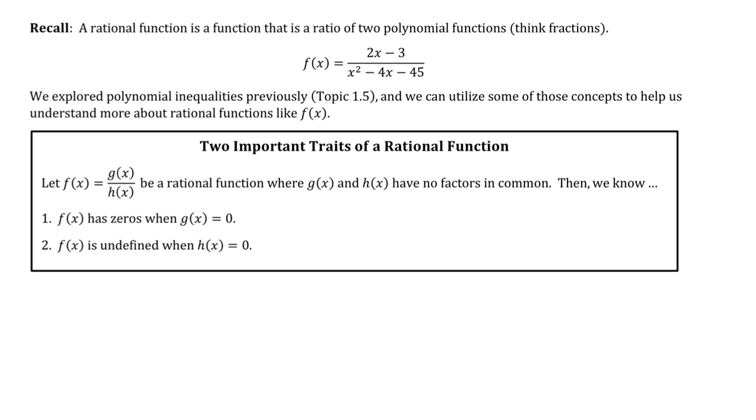So we have this function, f of x. It has function g of x on the top, it has function h of x on the bottom. As long as there are no factors in common, so if we factored g of x and h of x and nothing canceled out, then we know f of x has zeros when I set the numerator equal to 0, and it'll be undefined where I get x's that make the denominator, h of x, equal to 0. Remember, we call these vertical asymptotes if they do not cancel out.